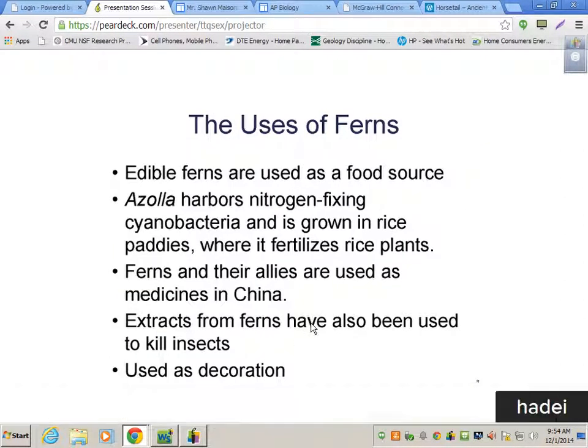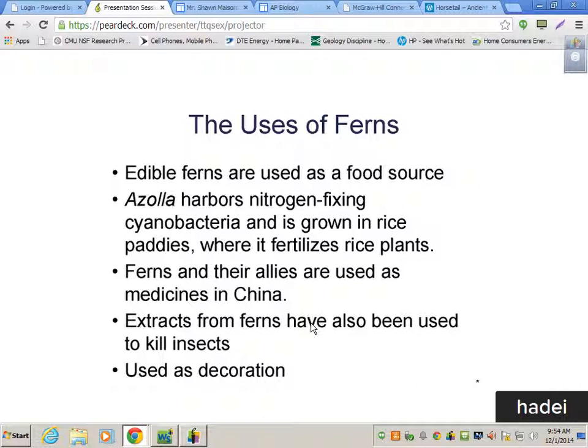So what do we use ferns for? Well, to decorate, right? We talked about that. We like to send flowers to girls or boys or whatever. You never know, right? So some ferns are edible and they're used as a food source. The azolla harbors nitrogen fixation. We talked more about the rhizome in legumes of today. The early ancestors are the ferns. The cyanobacteria is growing in rice paddies where it fertilizes the rice plants.